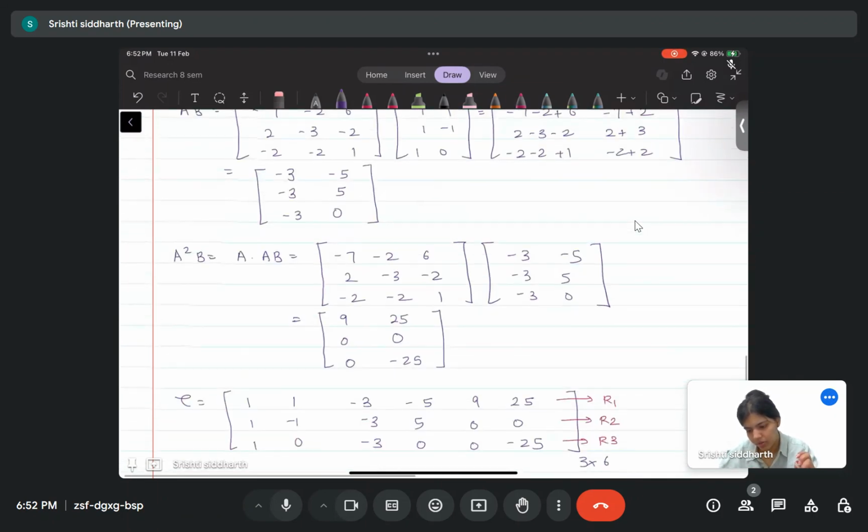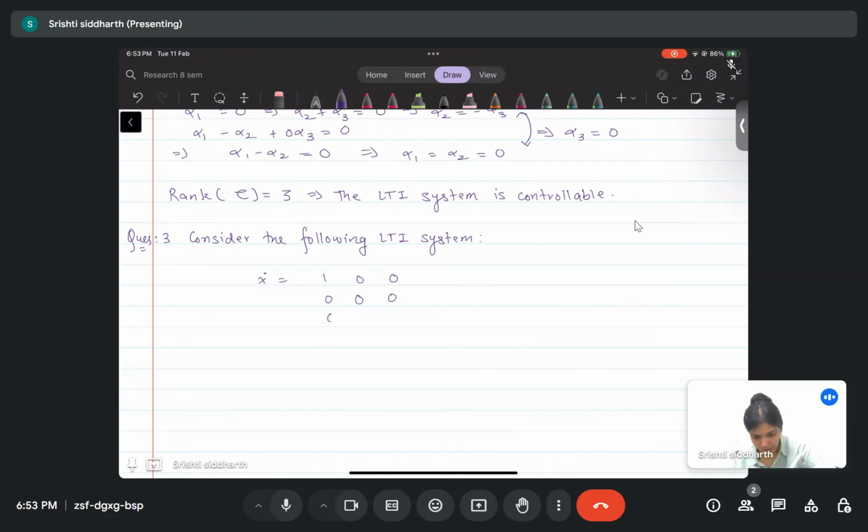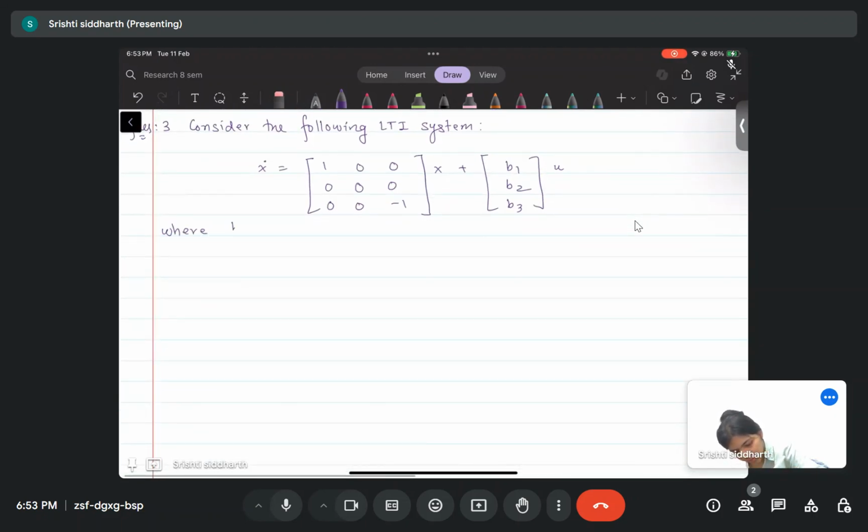So next we have a similar question in which we have to comment on the controllability of the LTI system. So let's see. Consider the following system: x dot is [1 0 0; 0 0 -1] x plus some constants which are unknown, b1, b2, b3, times u. b1, b2, b3 are unknown scalars.